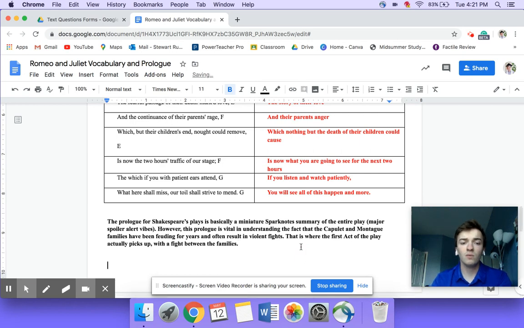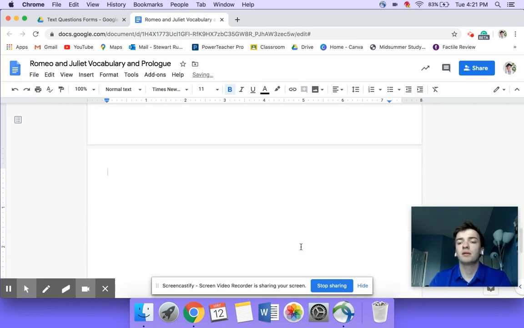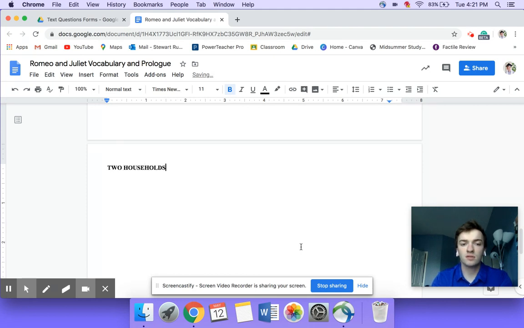Okay. One thing I want to add on to this note sheet, so you are aware of it, are the two households themselves. Their names are Capulet and Montague. Juliet is going to be a Capulet, and Romeo is going to be a Montague. So they are fighting. They are not supposed to fall in love because their families hate each other, but we know from the prologue that they are going to fall in love, and that they are going to die at the end. We know that from our prologue.